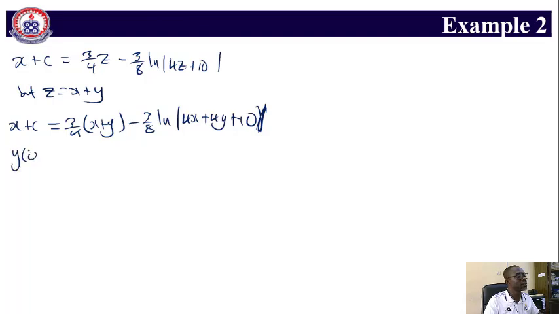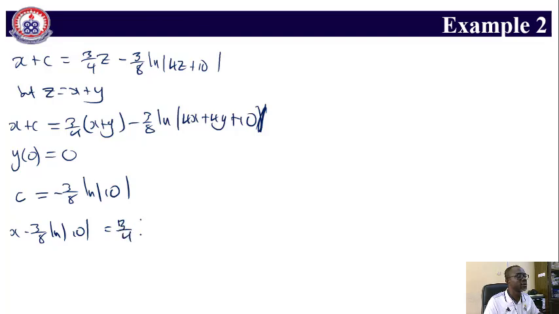But we are given an auxiliary condition of y of 0 equal to 1. So that means you're going to get c, and everything will go to 0, so negative 3 over 8 ln of 10. And the equation now becomes x minus 3 over 8 ln 10 equal to 3 over 4 into x plus y minus 3 over 8 ln of 4x plus 4y plus 10.